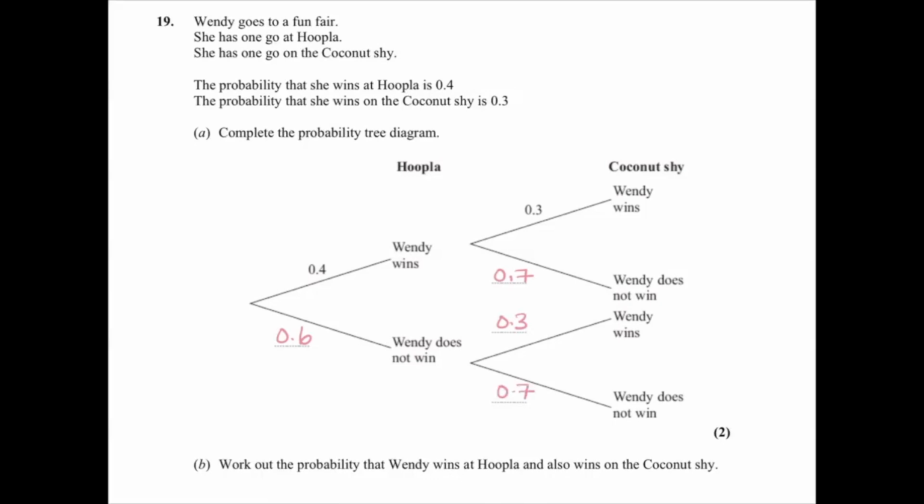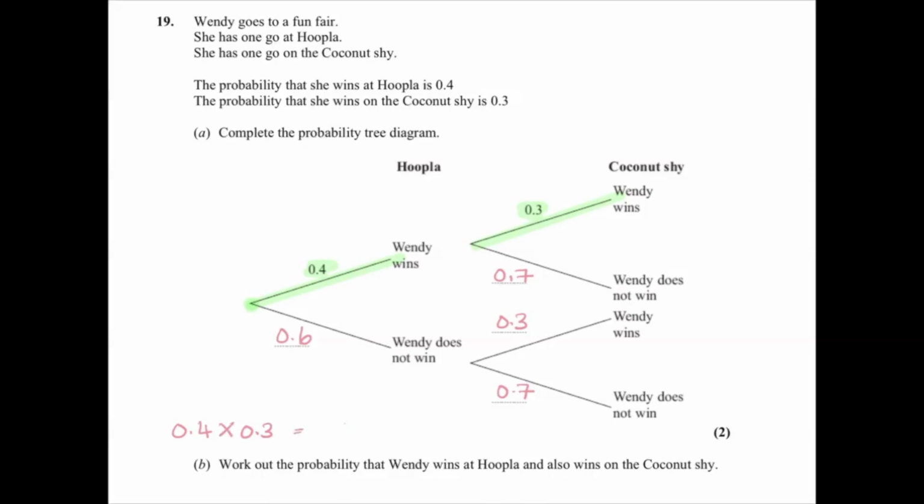We've then got to work out the probability that Wendy wins both Hoopla and coconut. Now that is her starting her day at the fair, let's say. Here she is winning, and here she is winning again. Now that pathway across the diagram gives us these 2 decimals. So our job is to take those decimals and multiply them. So we multiply to get the answer.